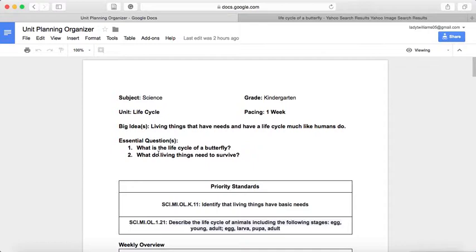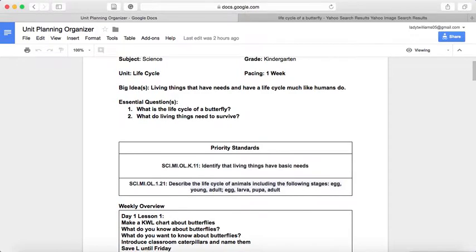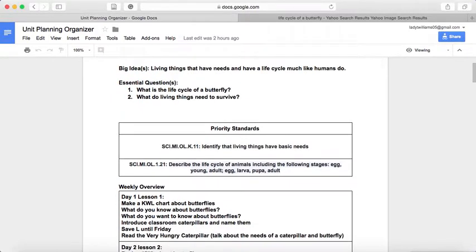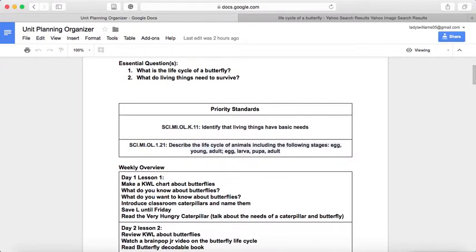After that, I have my priority standards, and these are Michigan Science Standards for kindergarten. And one of them is identify that living things have basic needs. The other one is to describe the life cycle of animals, including stages, egg, young, adult, larva, pupa, so on and so forth. Under that, I have a weekly overview, which tells us day by day what activities we're going to be doing.